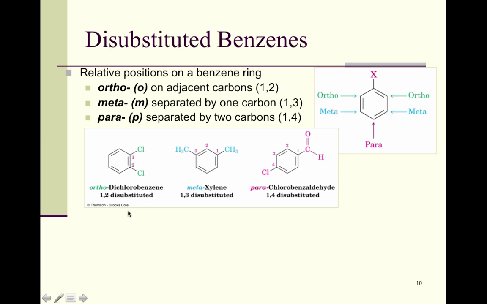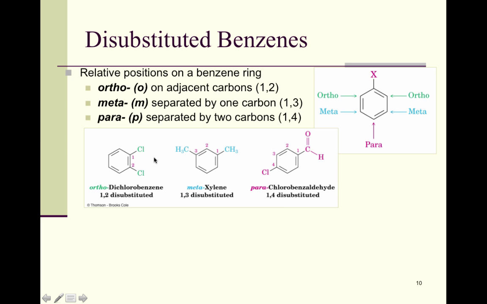Here are some examples of naming. We have ortho-dichlorobenzene. It's a 1,2 disubstituted benzene. Meta-xylene. This is a 1,3 disubstituted benzene. And para-chlorobenzaldehyde, a 1,4 disubstituted benzene.